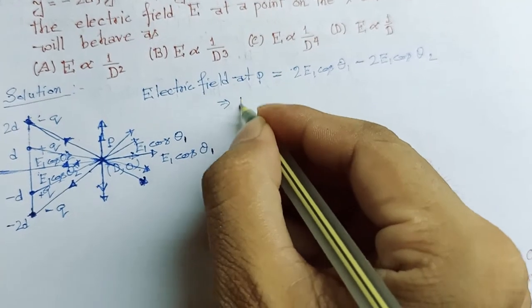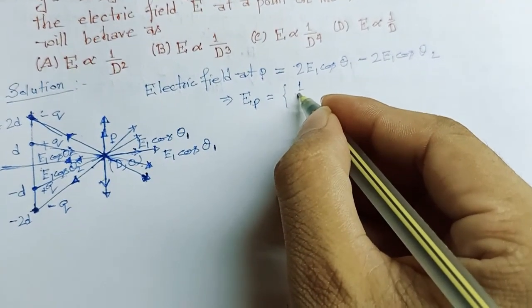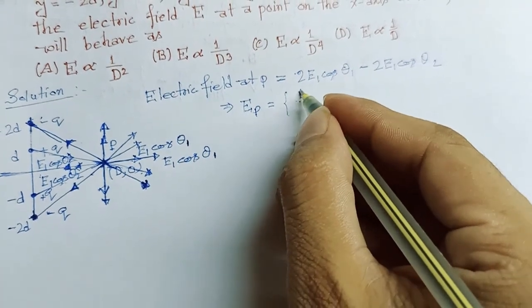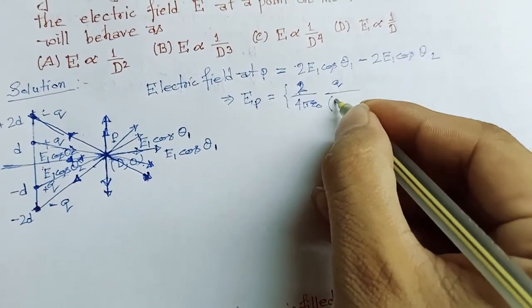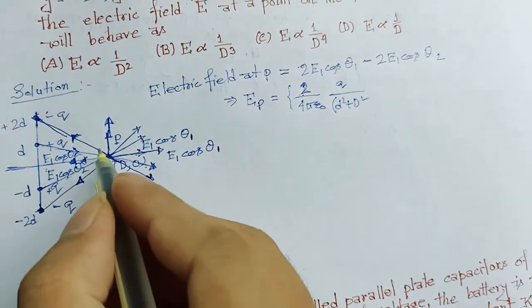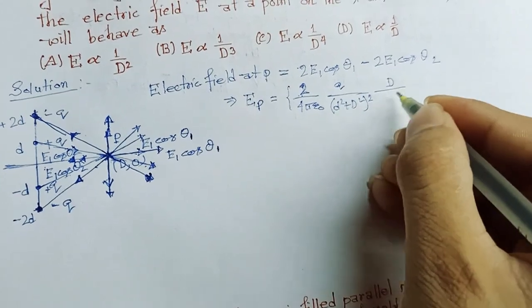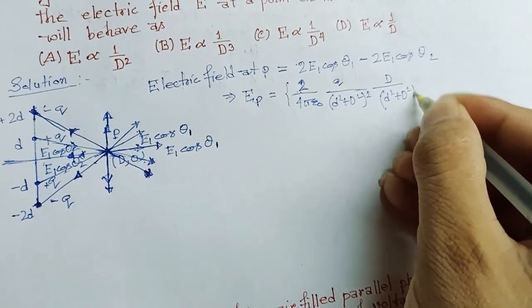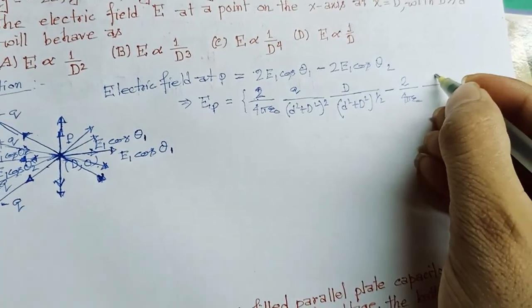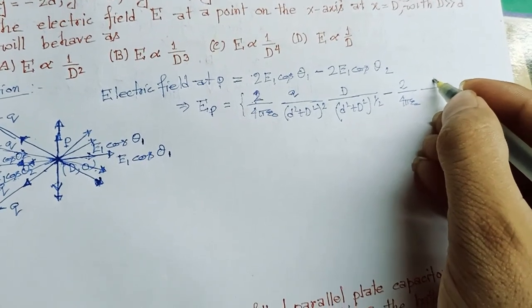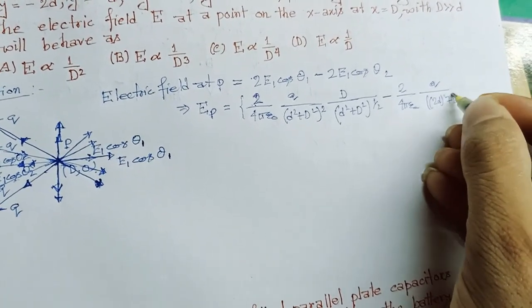So we can write E_P, the electric field at the point P, will be equal to 2 divided by 4 pi epsilon naught into Q divided by d square plus D square, because this distance is d and this distance is D, and the value of cos theta is equal to d divided by (d square plus D square) whole to the power half, minus 2 divided by 4 pi epsilon naught into Q divided by (2d) whole square plus capital D square into cos theta.